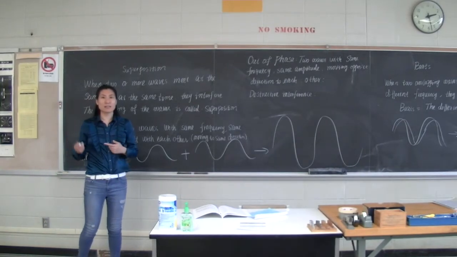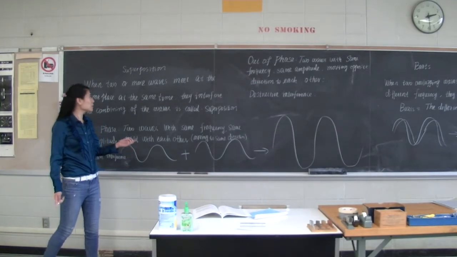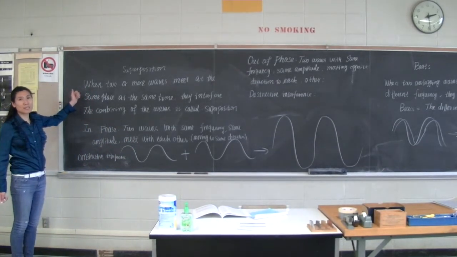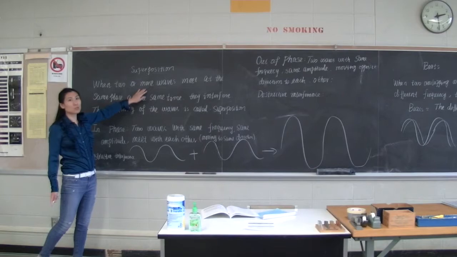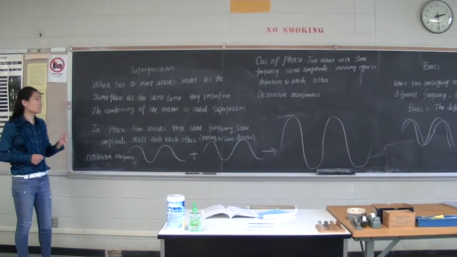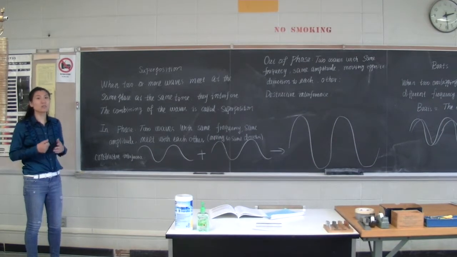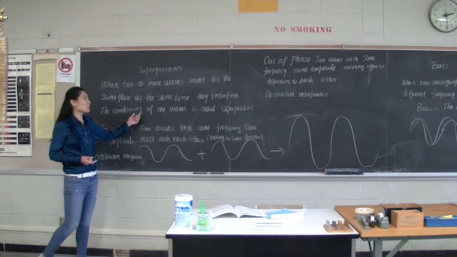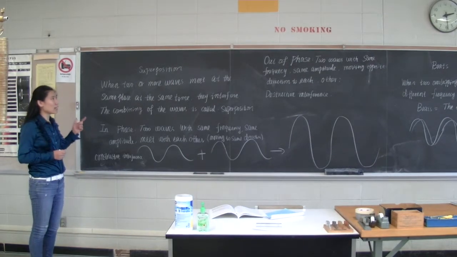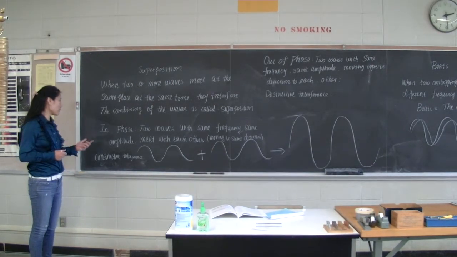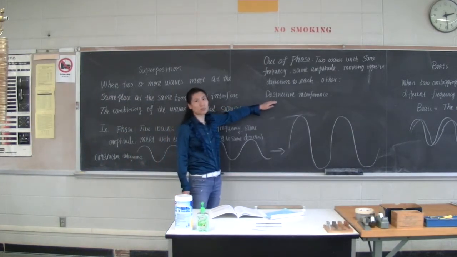We know sound is a kind of wave, and it has its own frequency and its own period. Today, superposition is about the relation between two or more waves. When we have two or more waves that meet at the same place and the same time, they will interfere with each other. The combined result of those waves is called superposition. Today we are mainly focusing on two kinds of superposition: one is called constructive interference, and the other is called destructive interference.